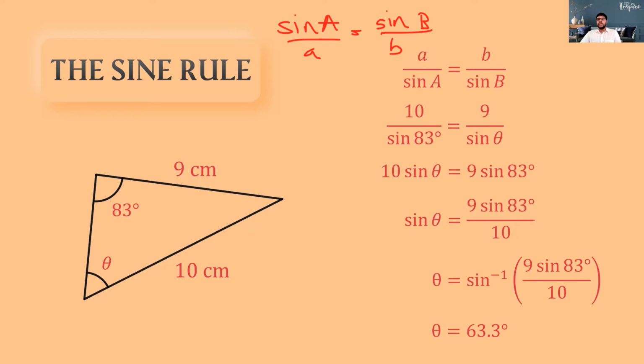So children, what I had was, I had the side lengths 10 and 9, I knew the angle 83, but I didn't know the angle theta. So our formula is A over sine A equals B over sine B. So I will take 10 over sine 83 equals 9 over sine theta. Then the rest is algebra, children. I work it out and I make sine theta the subject.